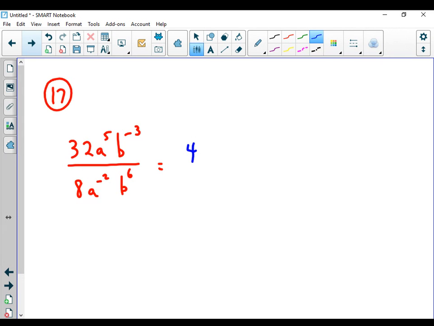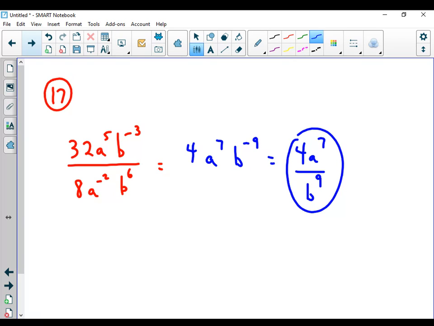I got 8 to the 5th divided by 8 to the negative 2. So if I subtract those, I got 5 minus the negative 2. So I've got 7. Here I've got negative 3 minus the 6. So I have b to the negative 9th power. And so I need to move that negative 9 down, and I get this. That's one way of thinking about it.